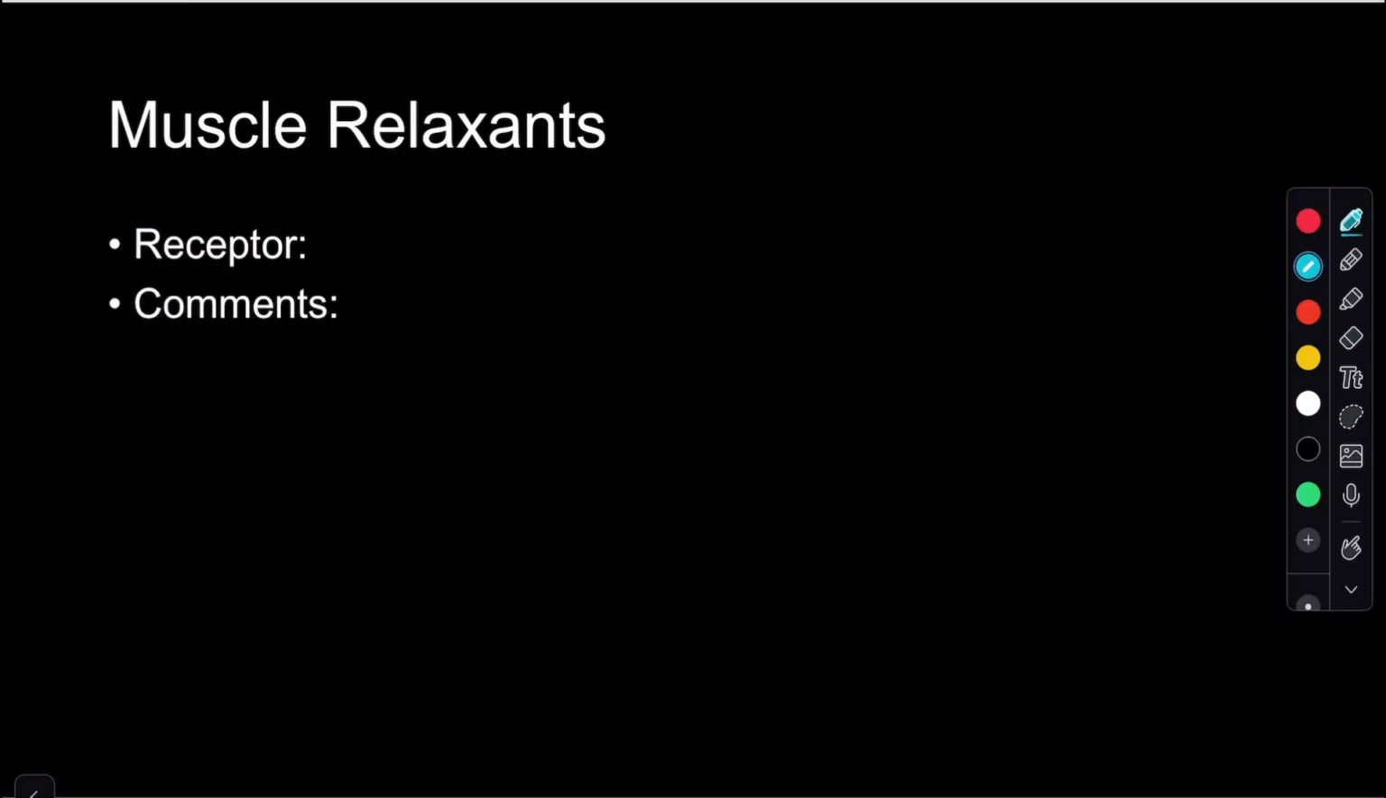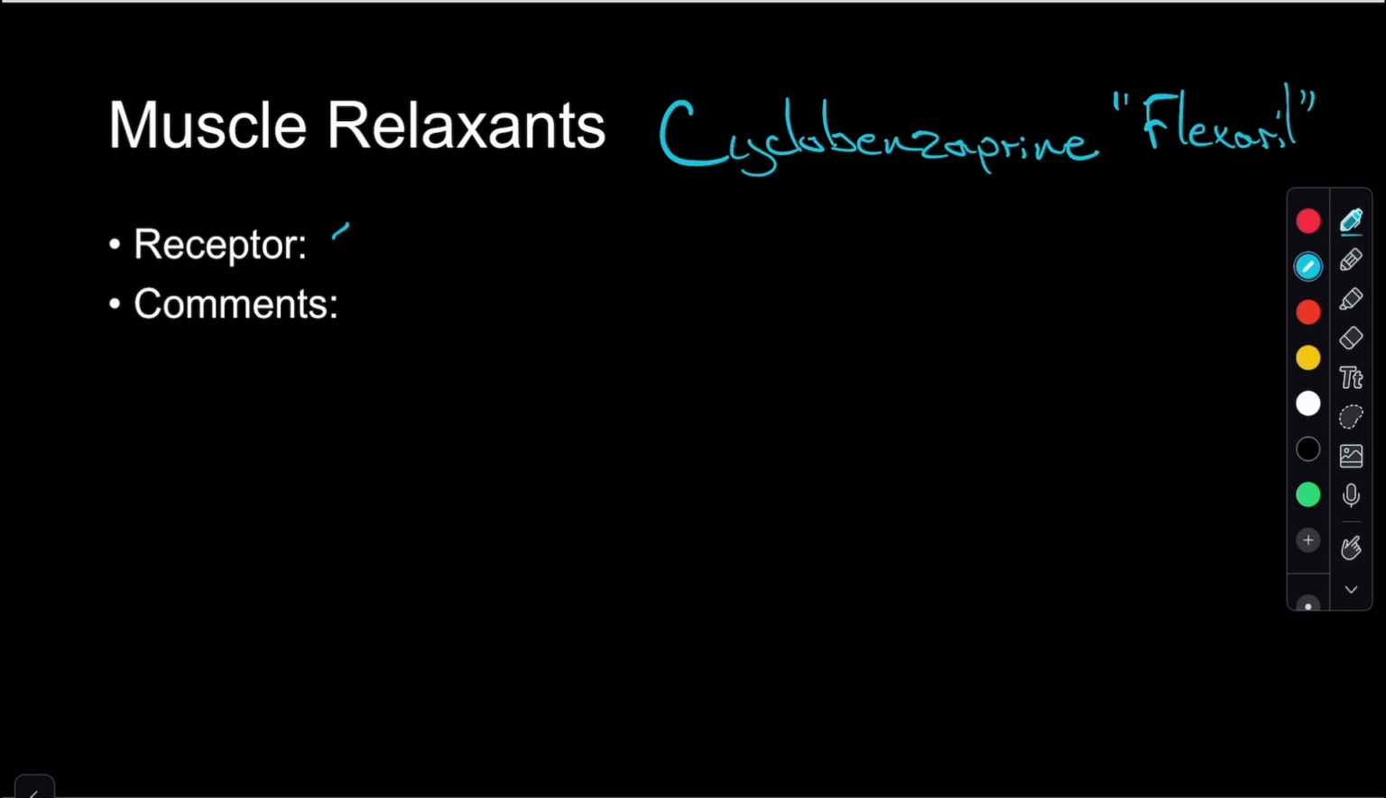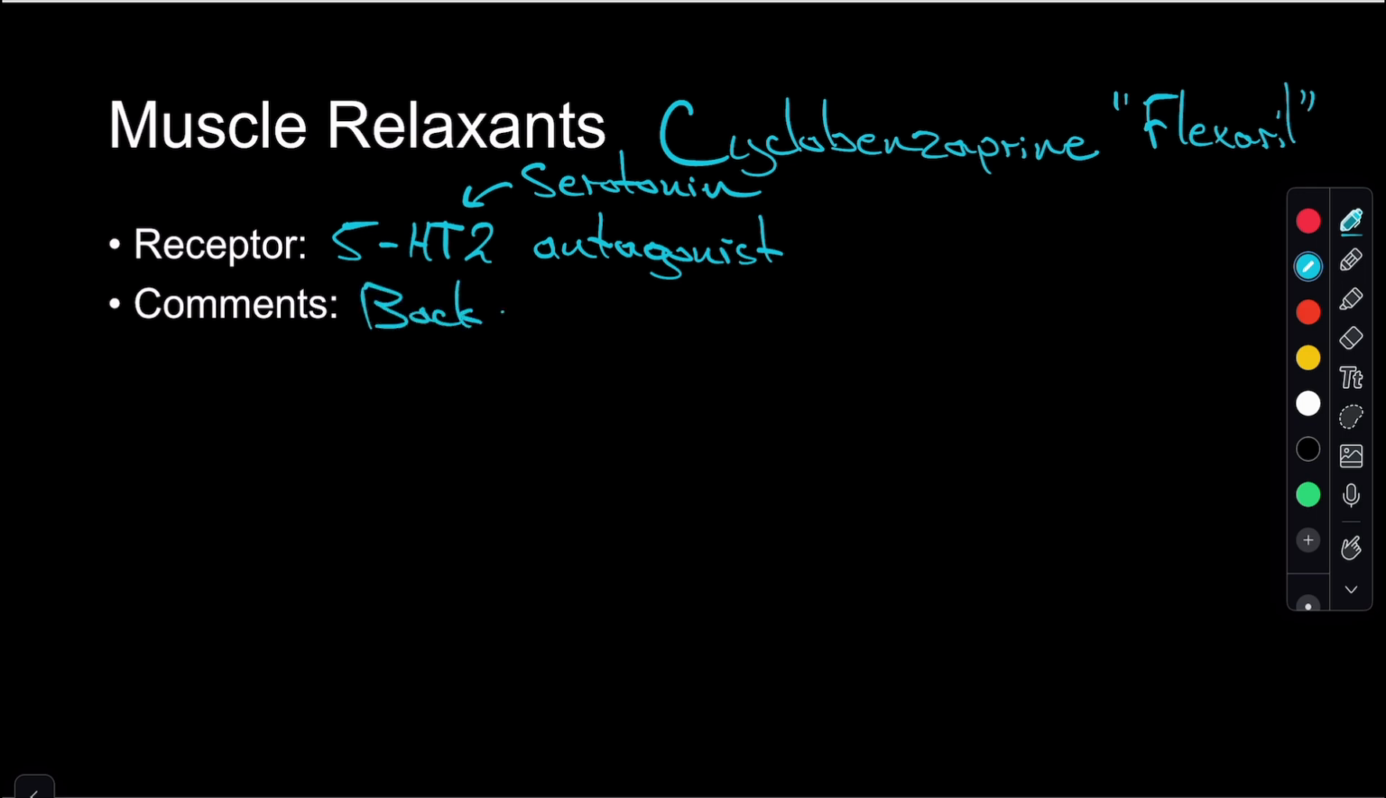So muscle relaxants are going to include cyclobenzaprine. This is otherwise known as Flexeril. I guess it is used in some multimodal management systems. Personally, on my rotations, I haven't seen it used very frequently. Its mechanism of action is going to be a 5-HT2 antagonist. This is a serotonin receptor. And then most of the evidence for reducing pain comes from reducing back pain or muscle pain.